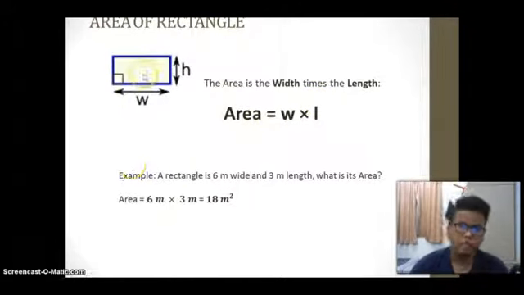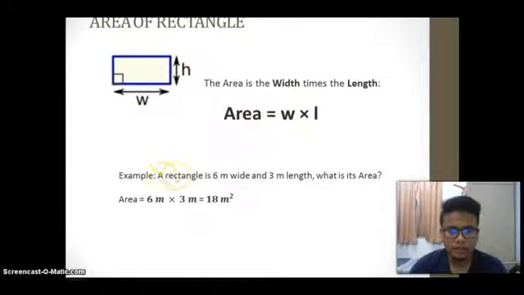Okay, for example, for this rectangle, this is just a short example. This rectangle has 6 meter width and 3 meter length or height. The question asks for the area. We already know the formula, so we just substitute the width, which is 6 meter, times the length or height, which is 3 meter. So the answer is 18 meter square.